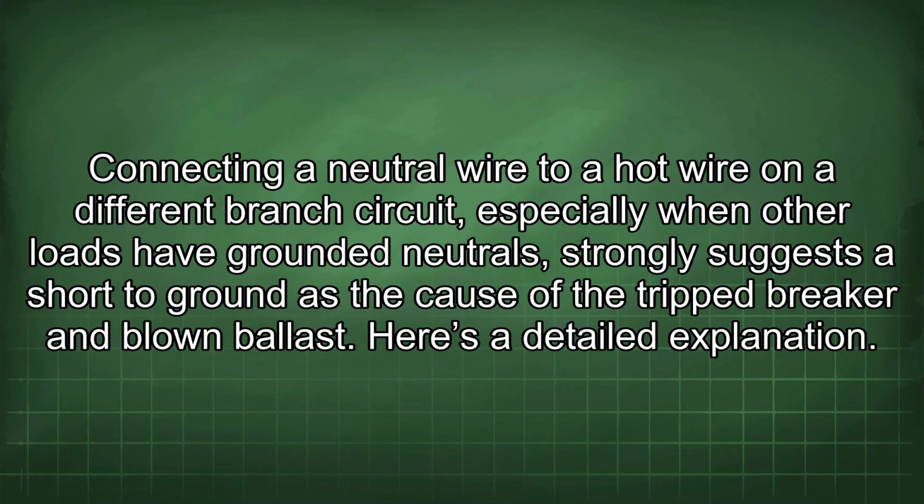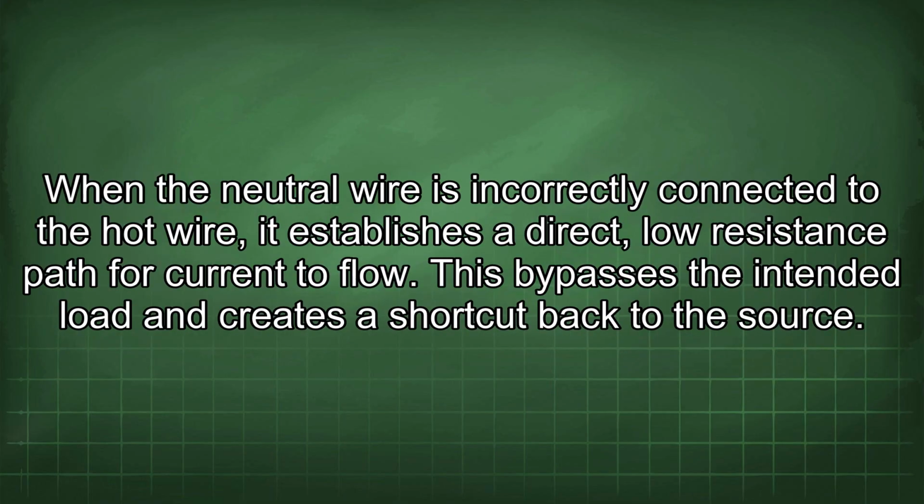Connecting a neutral wire to a hot wire on a different branch circuit, especially when other loads have grounded neutrals, strongly suggests a short to ground is the cause of the tripped breaker and blown ballast. Here's a detailed explanation. When the neutral wire is incorrectly connected to the hot wire, it establishes a direct, low-resistance path for current to flow.